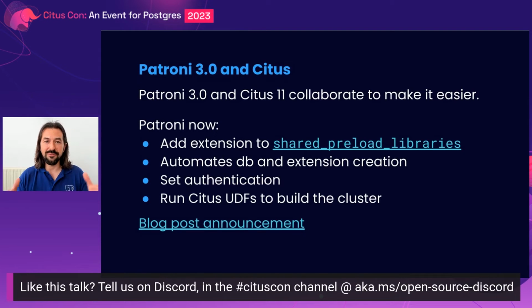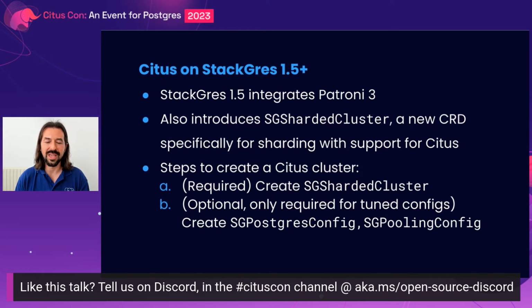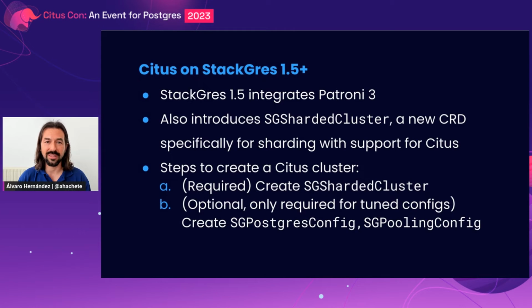So now, if we take these new capabilities of Patroni 3.0 and build them into StackGres, which is what we have done for StackGres 1.5, you get a much smoother experience. So let's look at how we can do this. StackGres 1.5, again, fully open source, also integrates Citus with Patroni 3.0. And on top of this, we're introducing a new CRD, a new YAML for Kubernetes called SG sharded cluster, which, as you guess, allows you to create a sharded cluster on top of Citus.